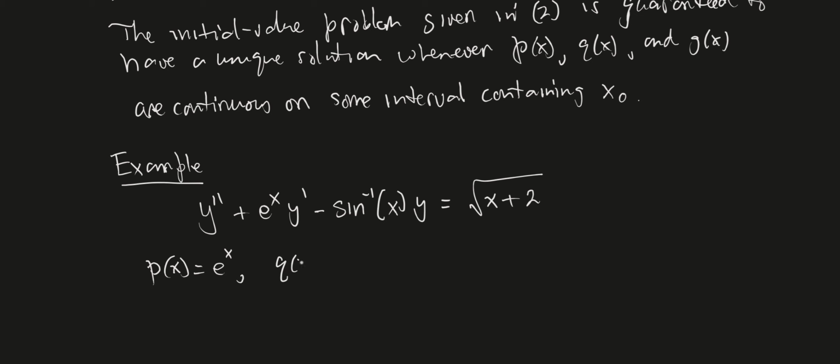The Q is negative arcsine. And then my G is the square root of x plus 2. Right? Now, since I didn't give any conditions, let's just figure out what would be the largest interval over which this differential equation would be guaranteed to have a unique solution. So let's figure out the intervals over which all three functions are continuous, right? And in that case, then we know our x0 would have to be in that interval, right?